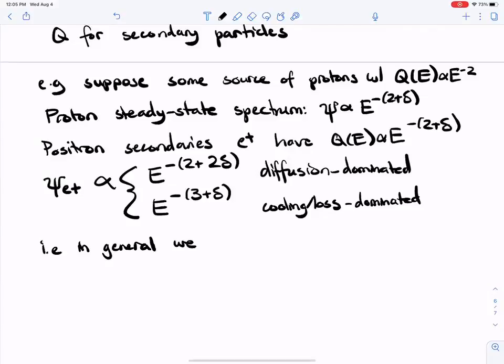Which means that if you see a situation where a secondary particle has a significantly harder spectrum than you think is something that should be a primary particle, then that usually means that there's some important difference in their source spectra. Basically, the more steps you go from the original source spectrum, the softer you expect the spectrum to be.